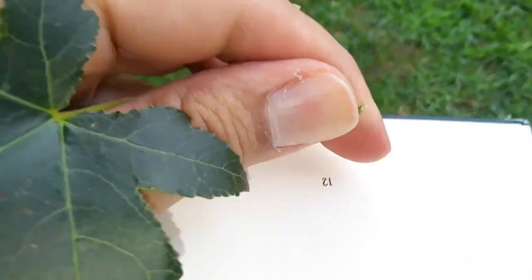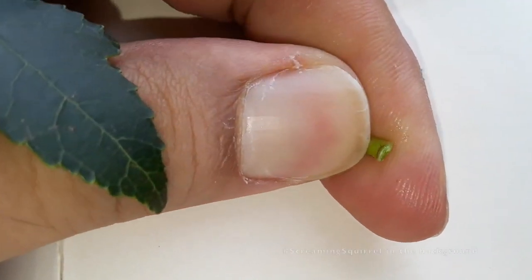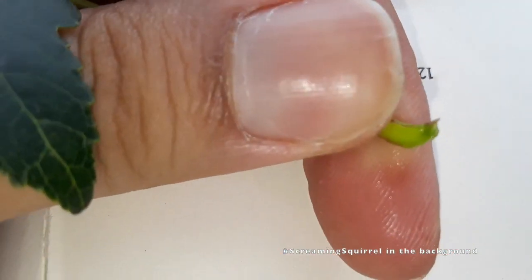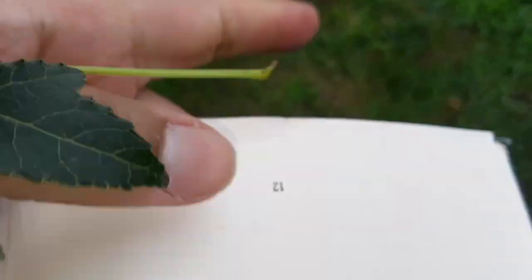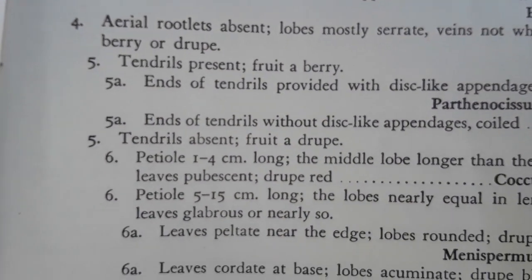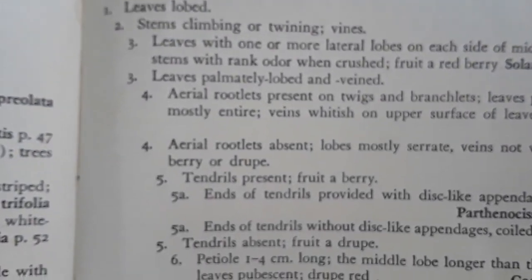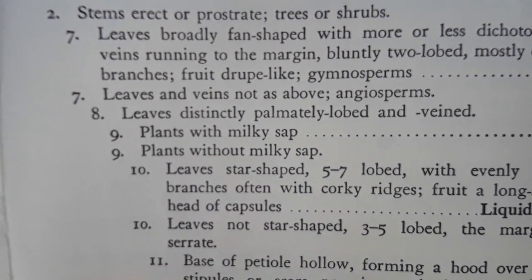So we take a leaf and we crush it or we split it here. There's nothing there. This is not a milky sap, this is just water. If it was a milky sap, it would have the color of milk or orangey or a little creamy colored. And that's not the case here. So we have, where are we? The other 7.